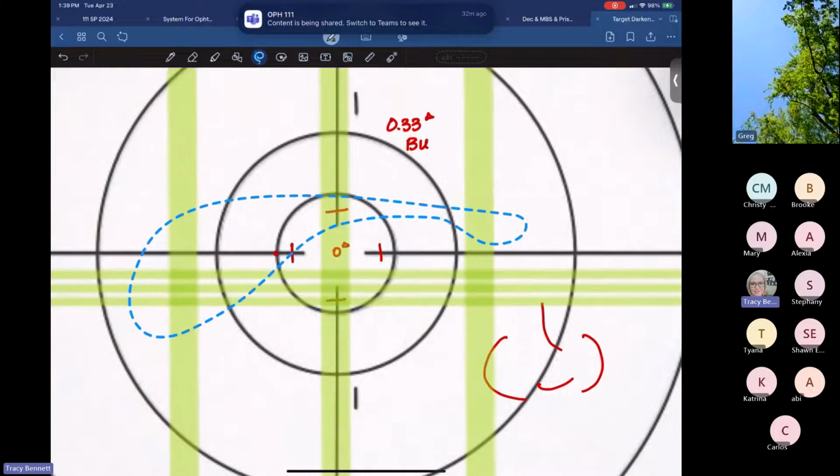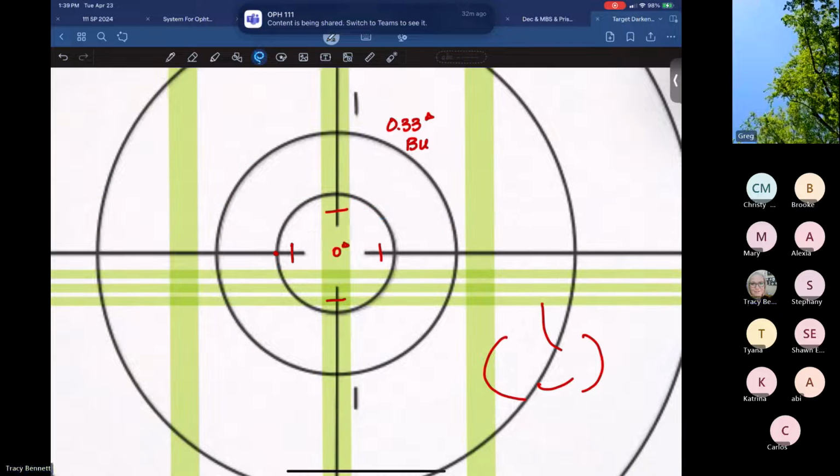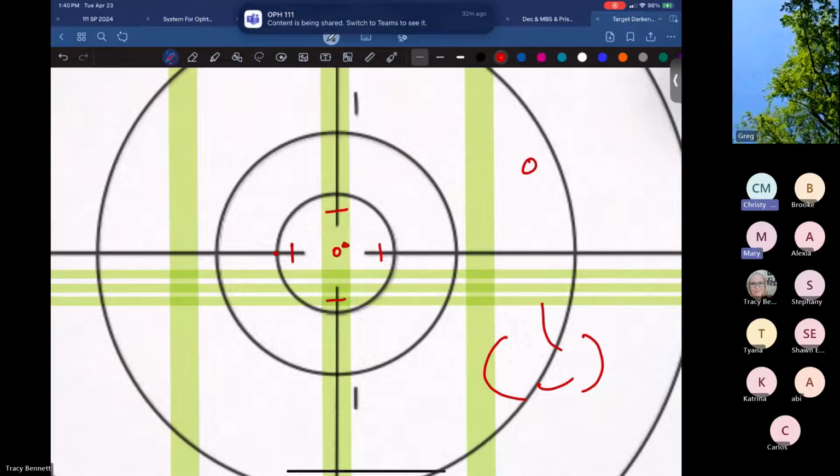What if we're right here and it's a right eye? What prism do we have? We're base down. 0.25. Yep. I think I heard everybody that was saying it. A quarter base down. Exactly. Very good.